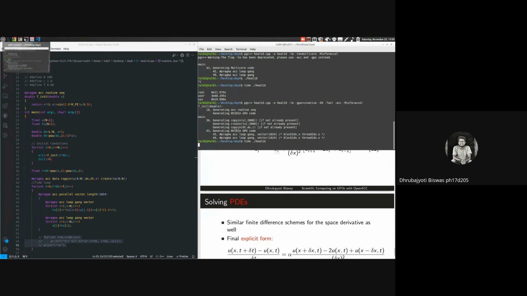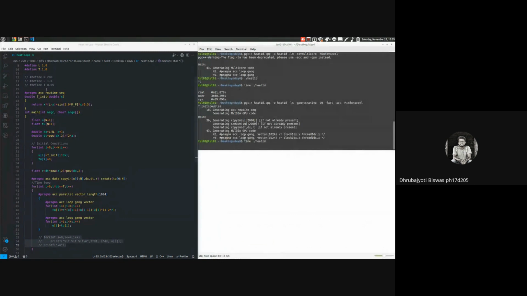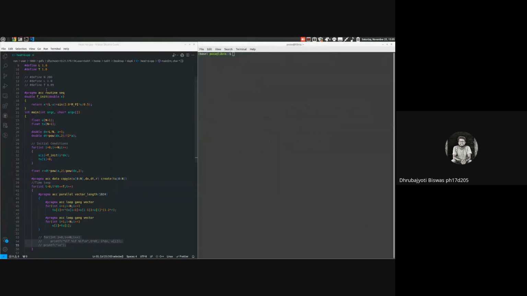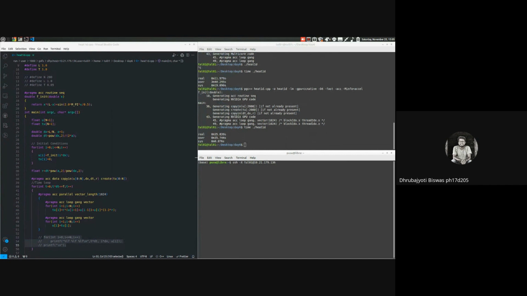Let me see if it is actually executing on the GPU. Close the slides. If it is not faster, I'll have to troubleshoot it and see. I think it is taking around 35 seconds. Let's see why it is that.